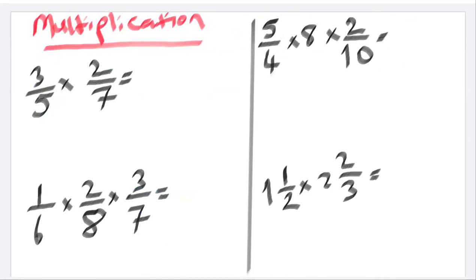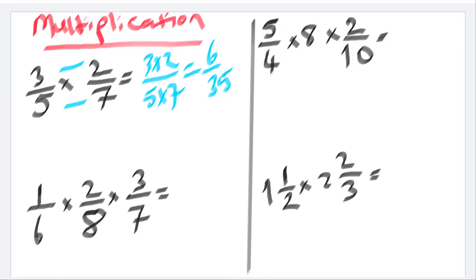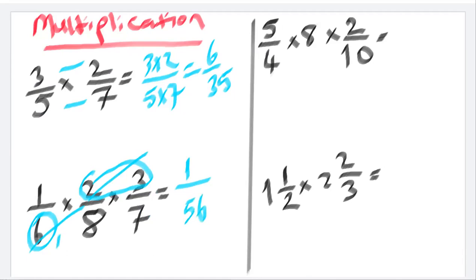Now here, multiplication. For multiplication, we multiply tops together and bottoms together. So 3 times 2, 6/35. We can do the same thing here. But before, if it is possible to simplify, we can simplify. For example, 2 times 3 is 6, and here also we have 6, so they simplify. So we will get 1/56, because these are already 1.